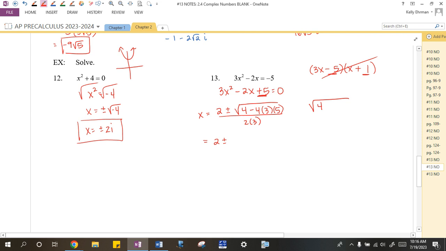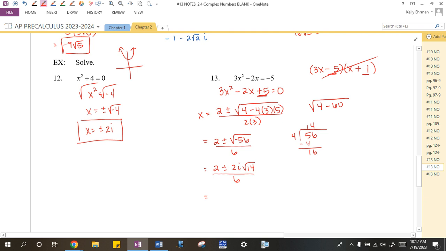4 times 3 is 12. 12 times 5 is 60. And this is minus. So minus 60. 4 minus 60 is the square root of negative 56. We need to simplify that. So let's see, 4 goes into 56 14 times. So now I can make this 2 plus or minus 2i radical 14 over 6.